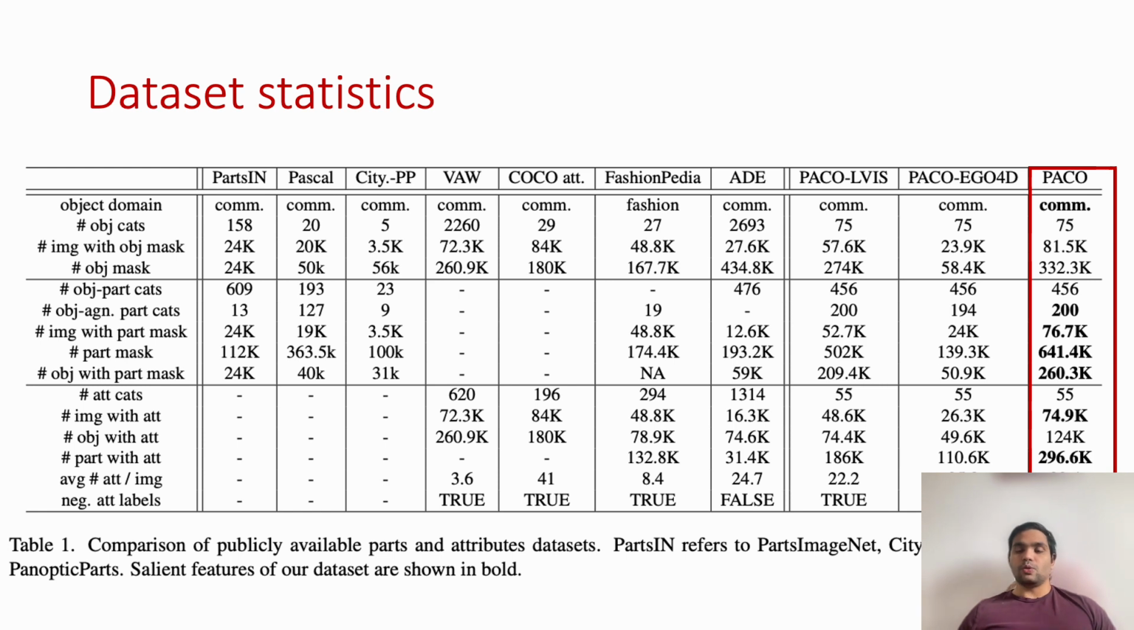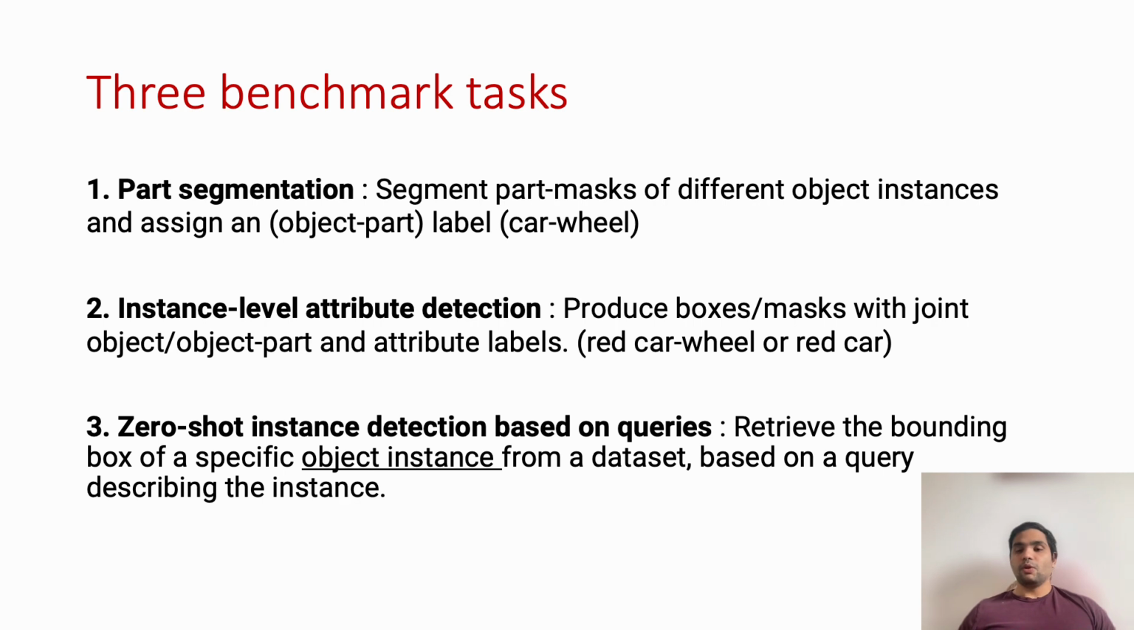Our dataset is also the first to provide both object and part attributes for common objects at such scale. We compare our dataset to contemporary datasets along different axes in more detail in our work. We look at the number of object part categories, the number of object part masks, object masks, attributes per object, attributes per part, and so on. Next, we will go over each of the three associated benchmark tasks supported by the dataset.